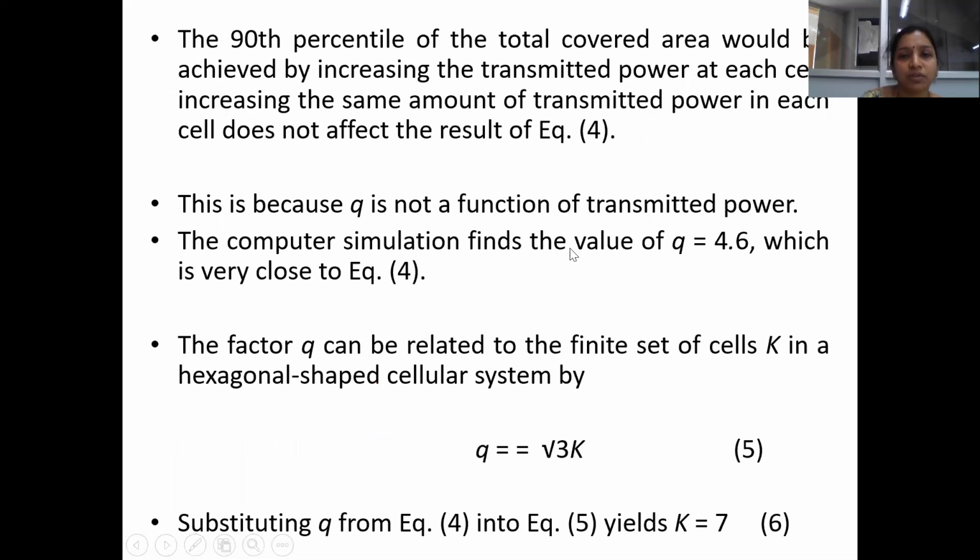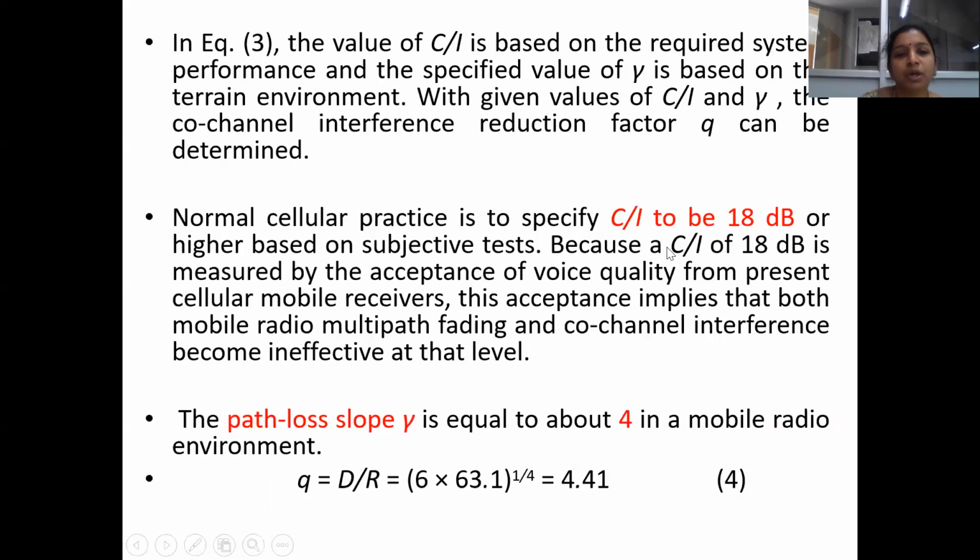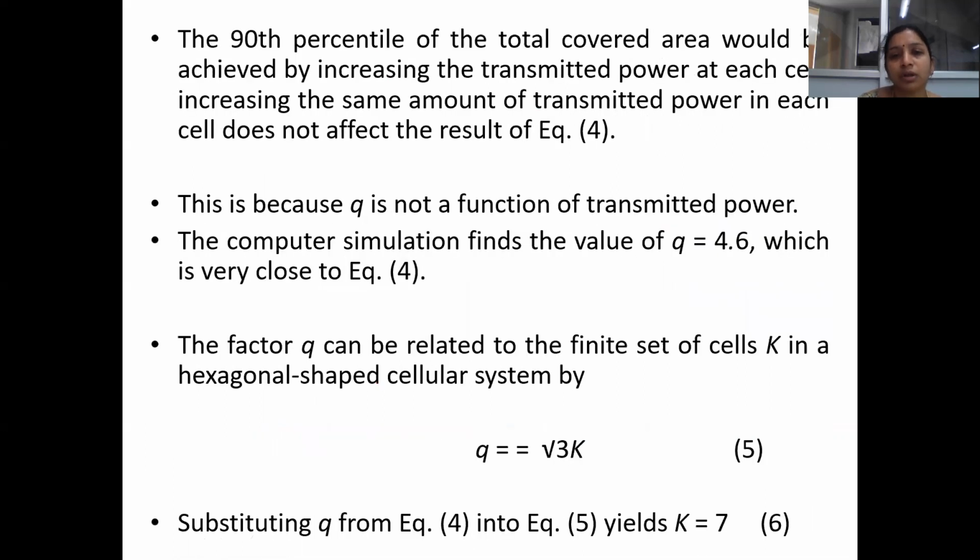Computer simulation finds that the value of q is 4.6, but we got 4.41, so it is very near to the computer simulation value. The factor q can be related to the finite set of cells k.